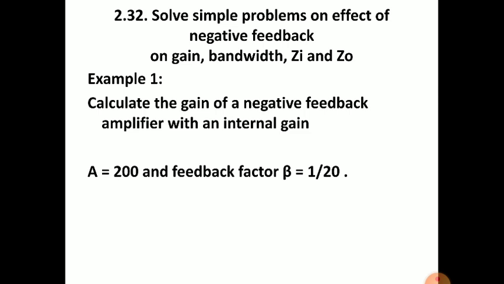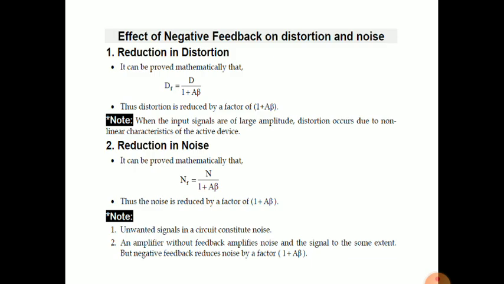For output, Z output depends on the sampling. If it is voltage sampling, it is connected in shunt. So Z output is equal to Z output by 1 plus A beta. If it is current sampling, it is connected in series. Z output is equal to Z output into 1 plus A beta. So simple problems will be there. You can do them on your own.